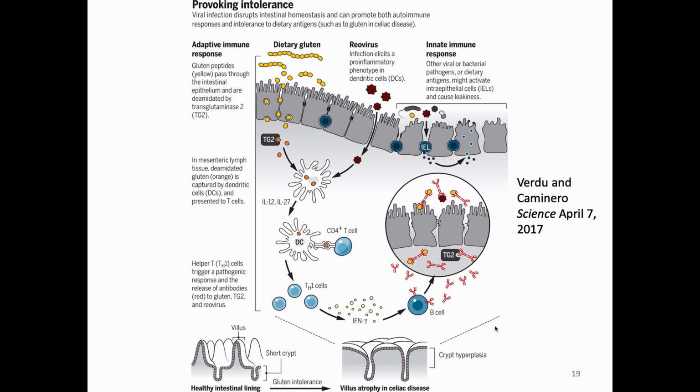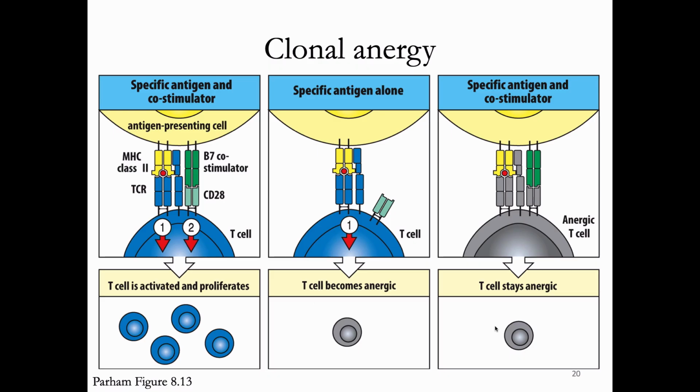So, Mark, you already mentioned this. How might we do peripheral tolerance? It's anergy. And specifically here, we're thinking about T cell anergy. And so this one is known as clonal anergy. And so you already know some things about clonal anergy.